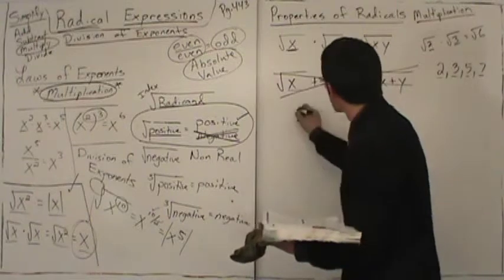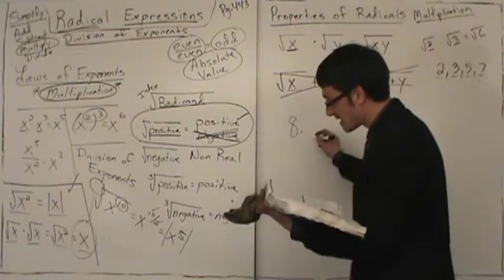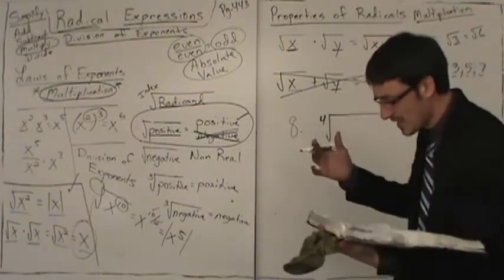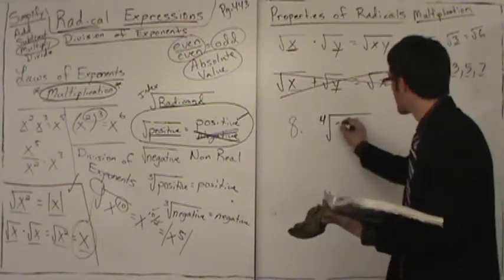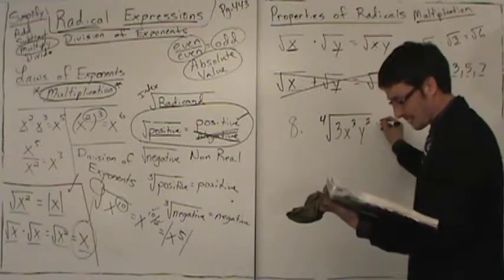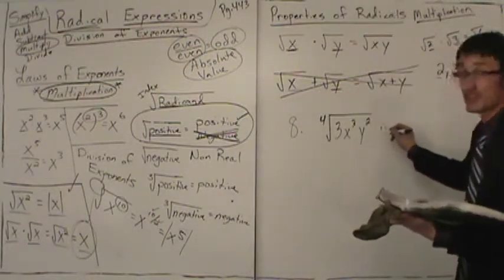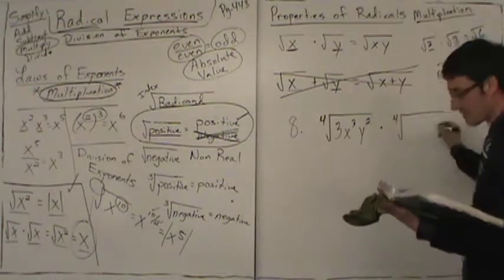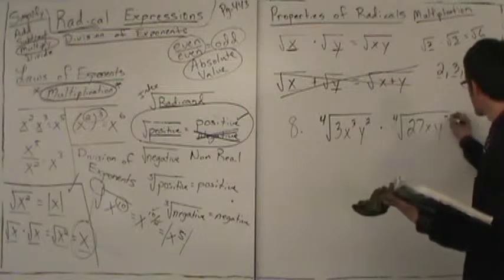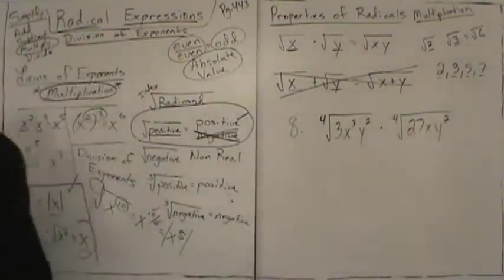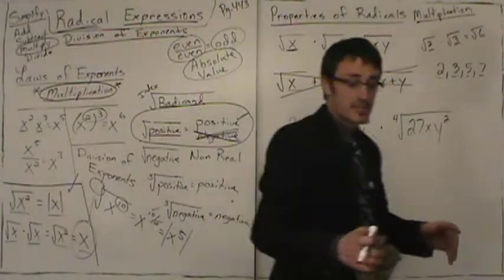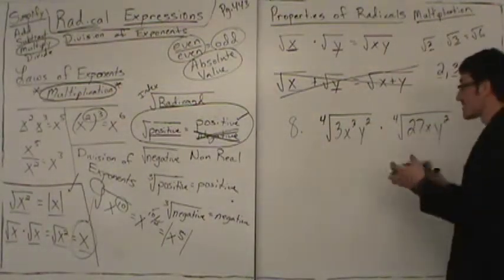Looking at number 8, this is interesting. Number 8, it takes time, guys. This is not something that you just look at the first time and go, oh, I get it. So we're looking at the fourth root of 3 x to the third y squared multiplied. I will give you some hints to be thinking about. Fourth root of 27 x y squared. I do like the textbook for this reason. It does address the absolute value issue. At least it does give the right answers in the back of the book.